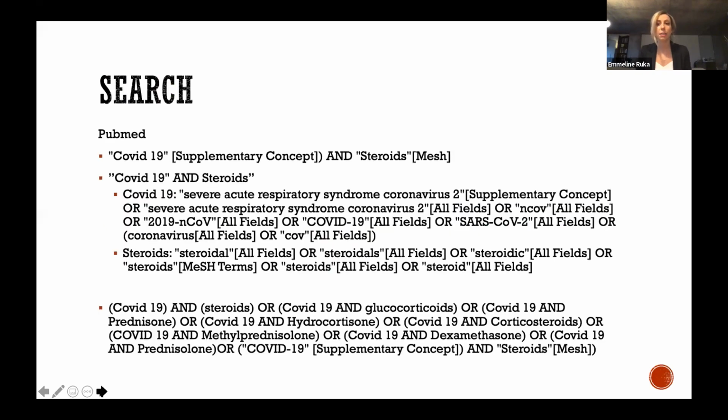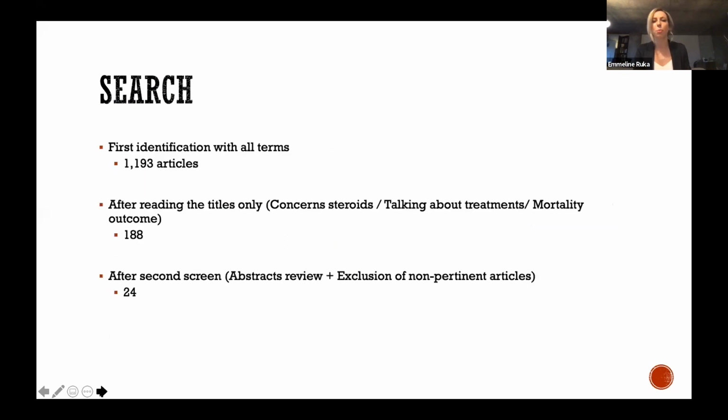So with that, I did my literature search on PubMed. I just showed it to you to show that I went broad, I used a MeSH. And surprisingly, because COVID is not so old, I thought I would have just a few articles. But surprisingly, with these two terms, I had more than 1,000 articles.